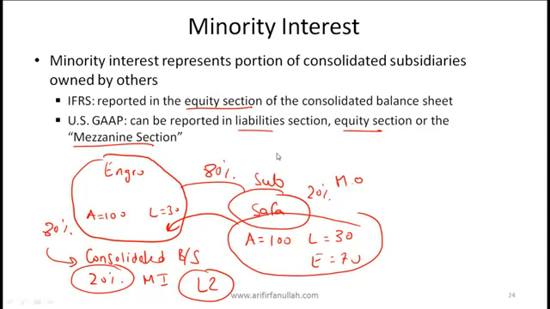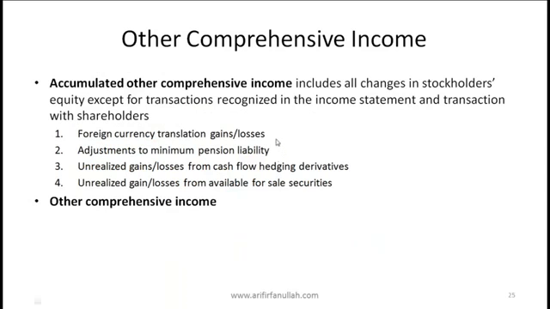Now let's talk about other comprehensive income. You've seen this before when we did the reading on the income statement, but nevertheless, let's talk about this again. Accumulated other comprehensive income includes all changes in stockholders' equity, except for transactions recognized in the income statement and transactions with shareholders. So let us understand this through this fourth point over here.